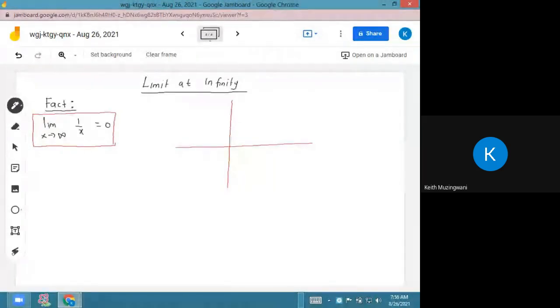So when x is 0 on the y-axis, you know that 1 over 0 is undefined. So the y-axis is an asymptote. Then, if x is 1, you get 1. If x is 2, you get half. If x is 4, you get 1 over 4. The numbers are becoming small.